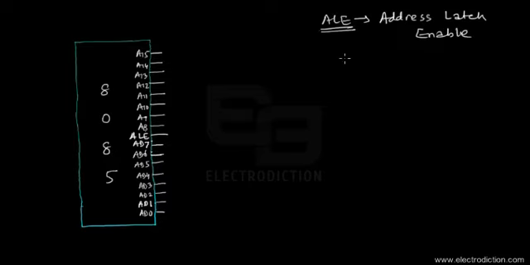Okay, I'm going to talk about the ALE pin. ALE stands for address latch enable. This particular pin is used to control a latch chip. We use a 74LS373 latch chip in order to multiplex and demultiplex the lower order address and data bus.